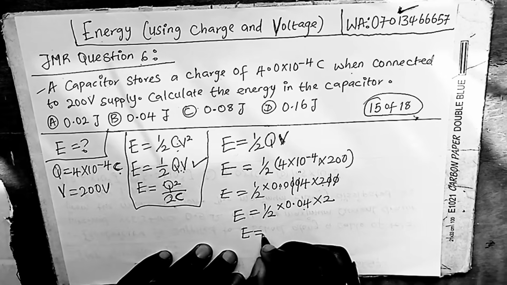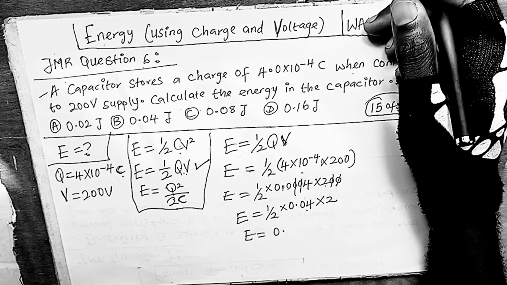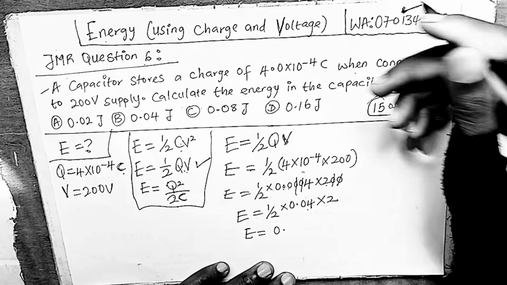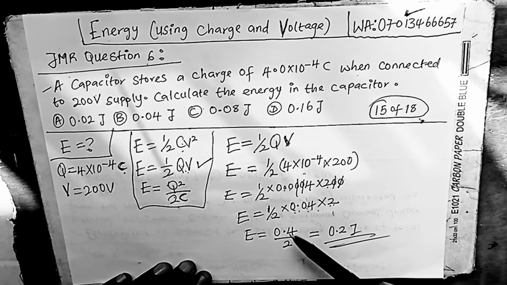So it will now be E equal to 0. What are we going to get? It's not 0.08. 0.08 divided by 2 should be 0.04. I'm not with my calculator, so use your calculator to punch it.